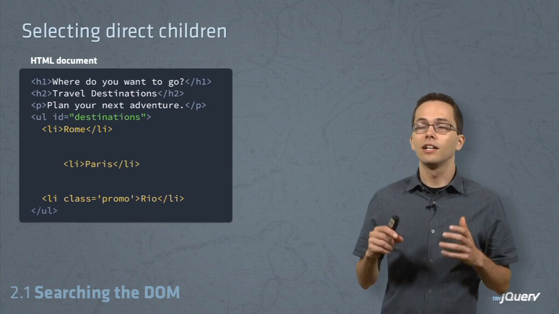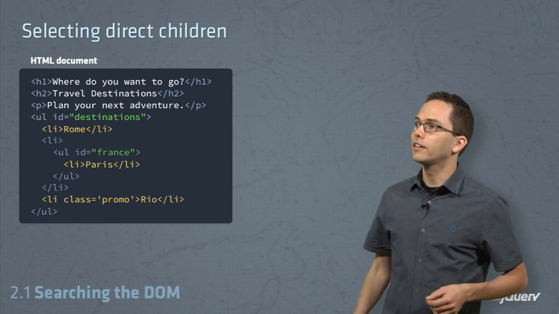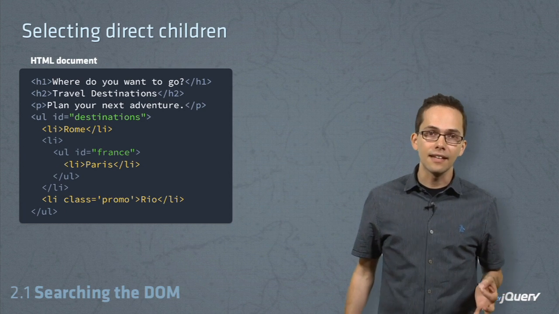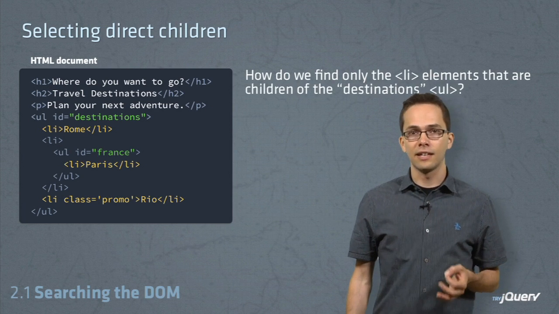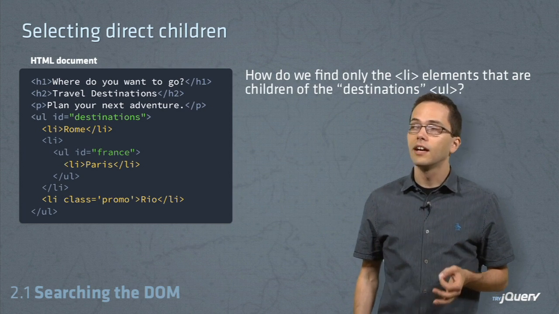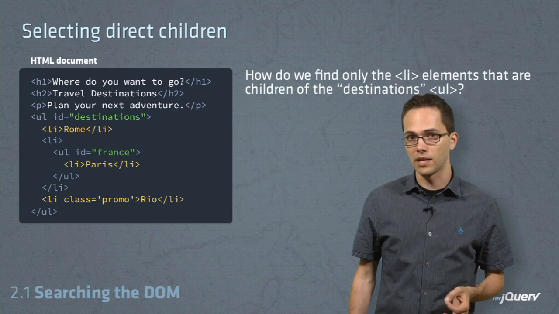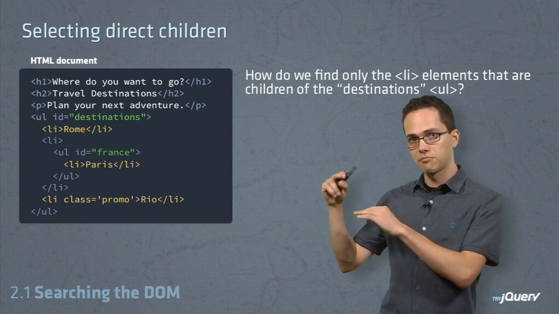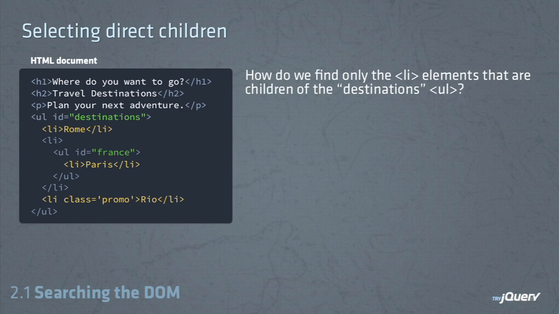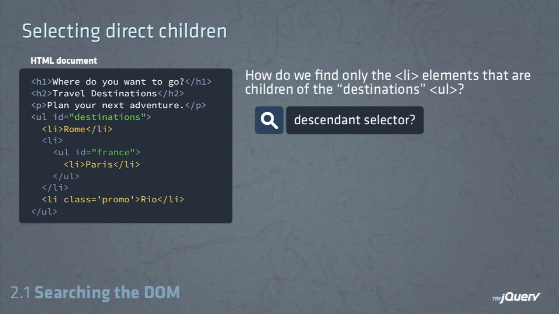Let's make our HTML a little bit more complex. As you can see here, now we have an unordered list inside of our unordered list. And we want to find only the li elements that are children of the destination's UL. Just the children, not the children's children. To solve this, would we use the descendant selector? Well, let's see what happens if we do.